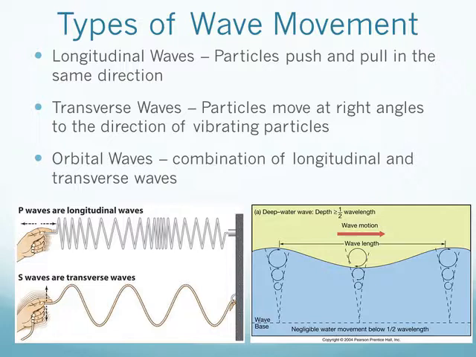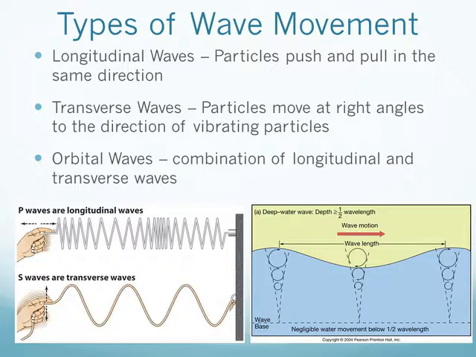Now there are three types of wave movements that these waves can exhibit. The first is longitudinal waves. This motion causes the particles to push and pull in a horizontal direction. In the image below, you can see that the spring is an example of longitudinal wave movement. These waves are also known as P waves. The next are transverse waves. These waves have an up and down motion and are also known as S waves.